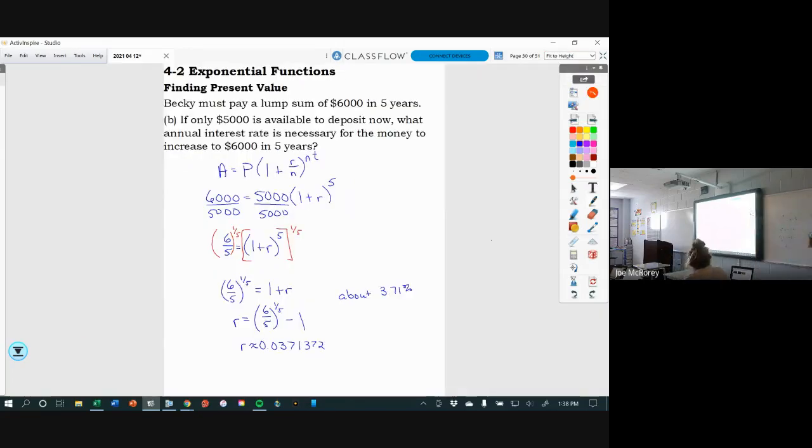Okay, so if I have $5,000, if I was able some way to find a bank paying 3.71%, I could put my money into that bank, and in 5 years, my $5,000 would be around $6,000. Okay?